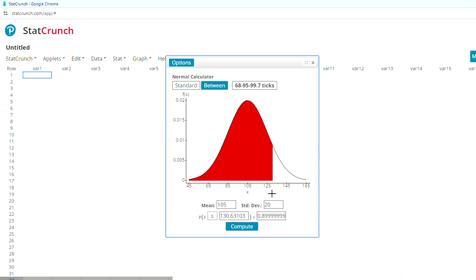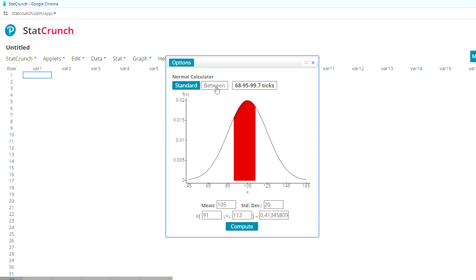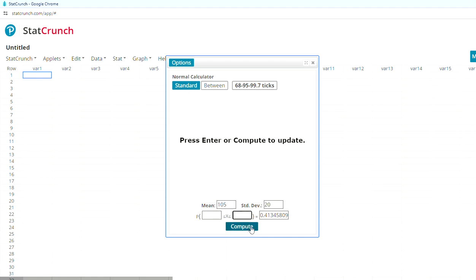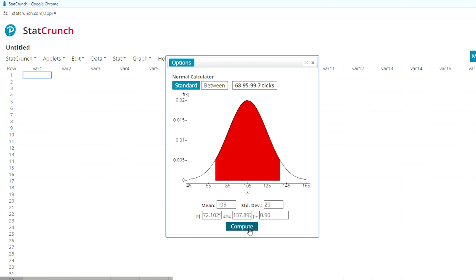Let's say that we wanted to find the middle 90%. So now I would click the between option, and I'm still going to keep 105 as the mean and 20 as the standard deviation, but I'm going to clear out these values so that they'll be found, and I'll put the percentage that's associated between the two boundary values, so that now when I compute this, it will find everything from an IQ of 72.1 up to an IQ of 137.8.